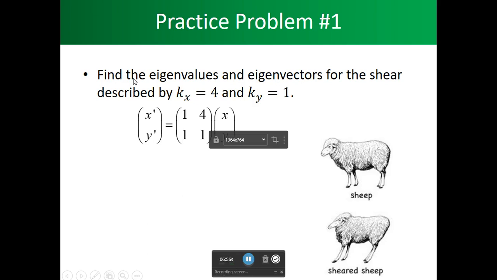Now what we would like for you to do is practice this. Please find the eigenvalues and eigenvectors for the shear described by kx equals 4 and ky equals 1. You should have no problem with this.